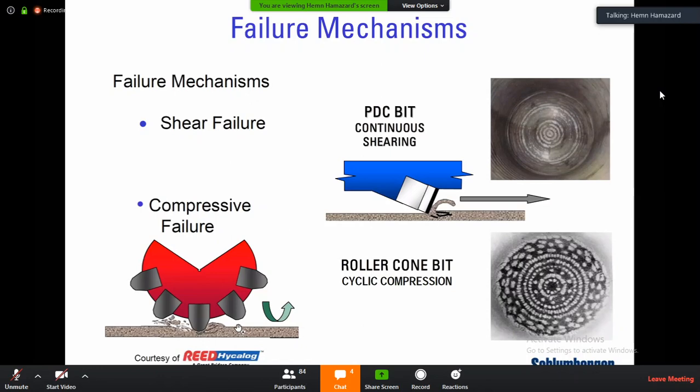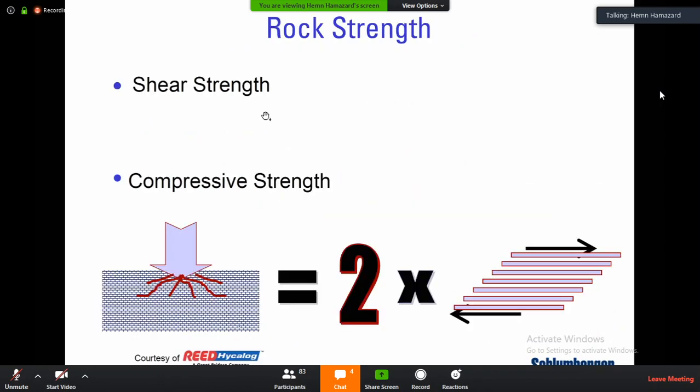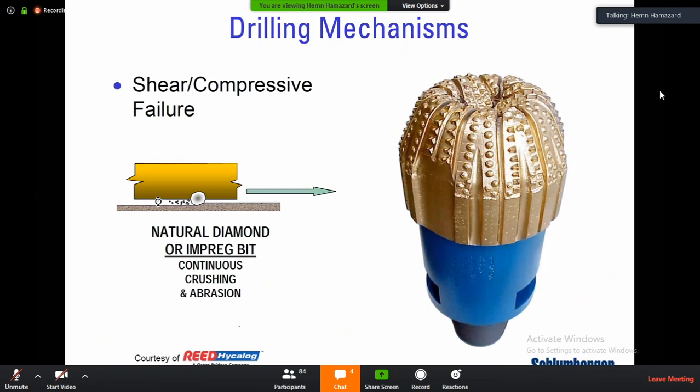And then also you can see the cuttings. If you put them under the microscope, you can see the shape of the cuttings, which one is drilled by the PDC or the tricone bits. This is just some calculation for if you use the compressive strength or the shear strength. So nothing so important about this. Drilling mechanism, again, as we discussed, the shear, this diamond bit is also shearing or grinding the rock.